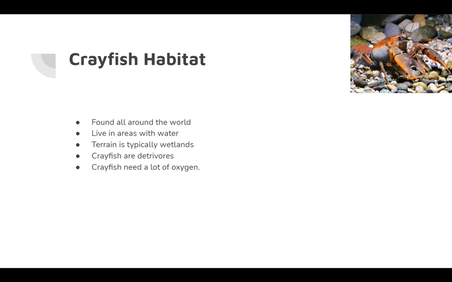Crayfish habitat. They're found all over the world, but primarily known to be in North America. They live in areas with water. Crayfish typically live in ponds, streams, rivers, creeks, and lakes. They live in warmer waters, often burrowing and digging holes underneath rocks or water-filled tunnels. Some bury themselves on land near sources of water. Most are typically submerged under rocks and logs, and their terrain is typically wetlands or even caves.